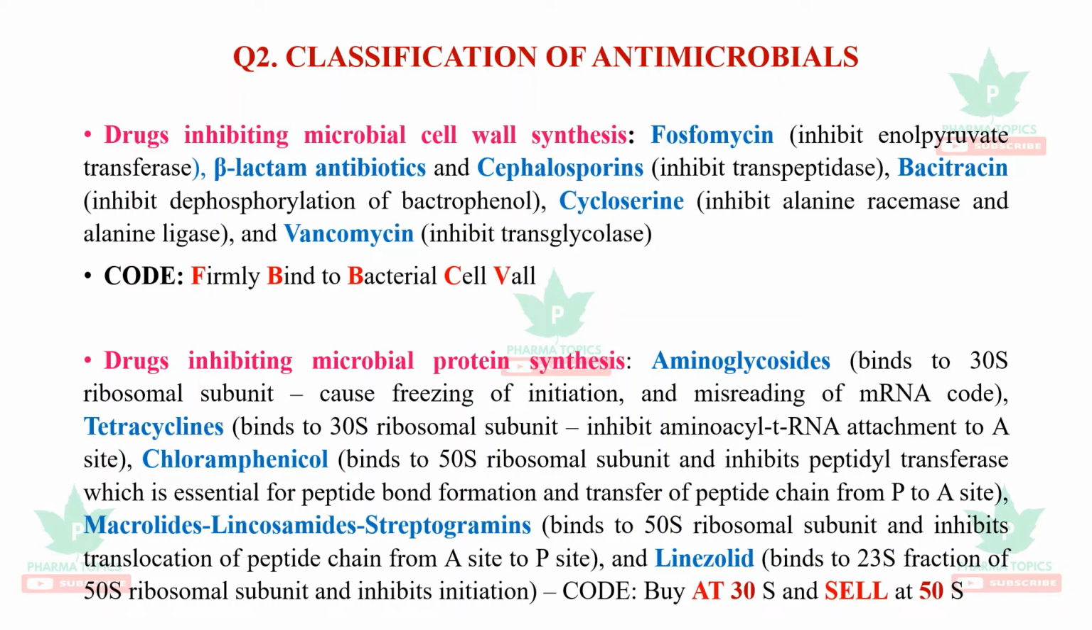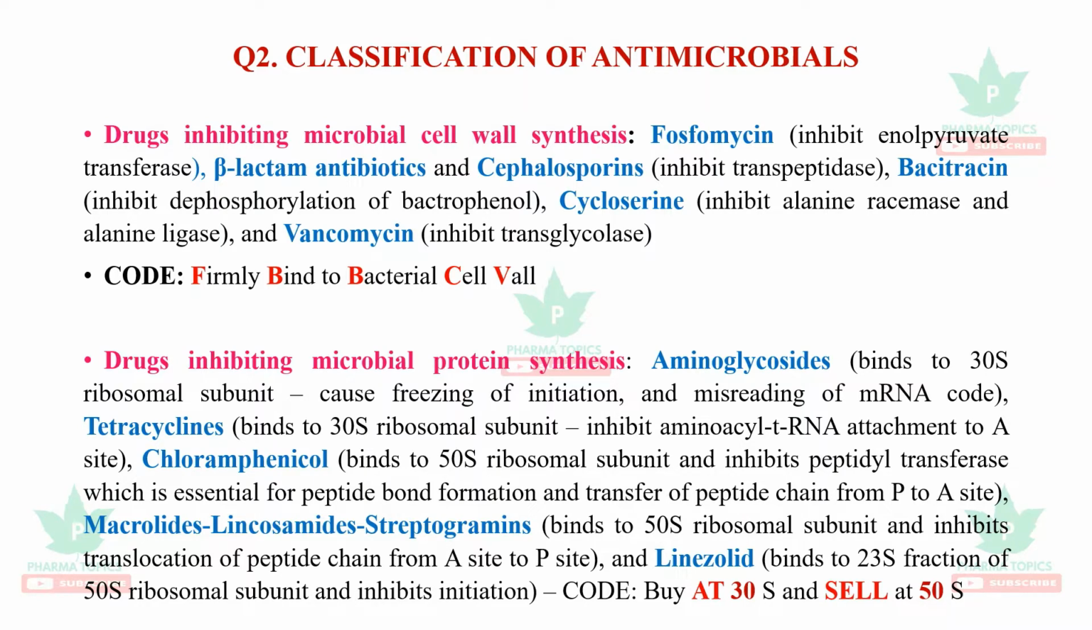Question number 2 is classification of antimicrobials based on the mechanism of action. The first category, drugs inhibiting microbial cell wall synthesis. You remember with the code FBBCV: firmly bind to bacterial cell wall. F is fosfomycin, which inhibits the enzyme enol pyruvate transferase. B is beta-lactam antibiotics. And next B is bacitracin. It inhibits dephosphorylation of bactoprenol. C is cycloserine. It inhibits alanine racemase and alanine ligase. And V is vancomycin, which inhibits transglycosylase. All these drugs inhibit the microbial cell wall synthesis.